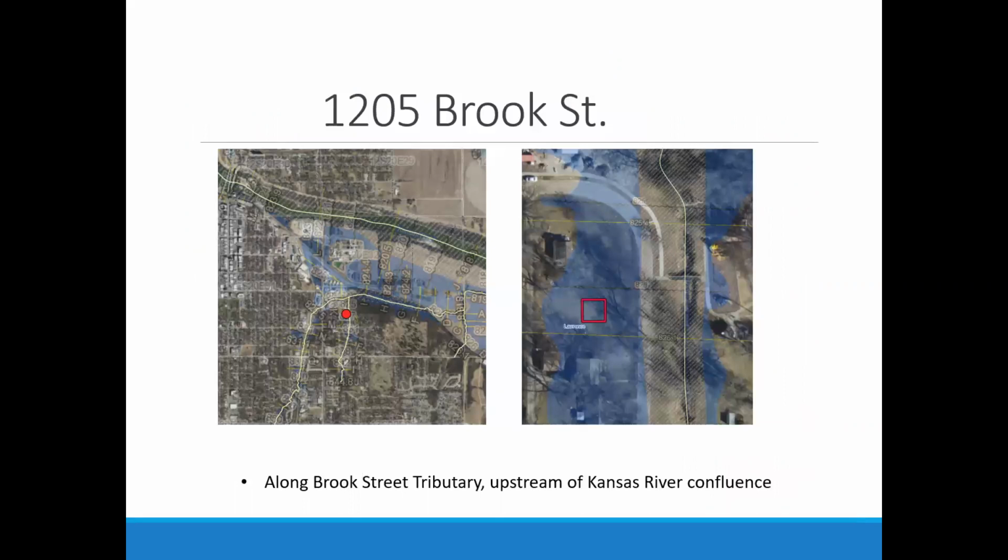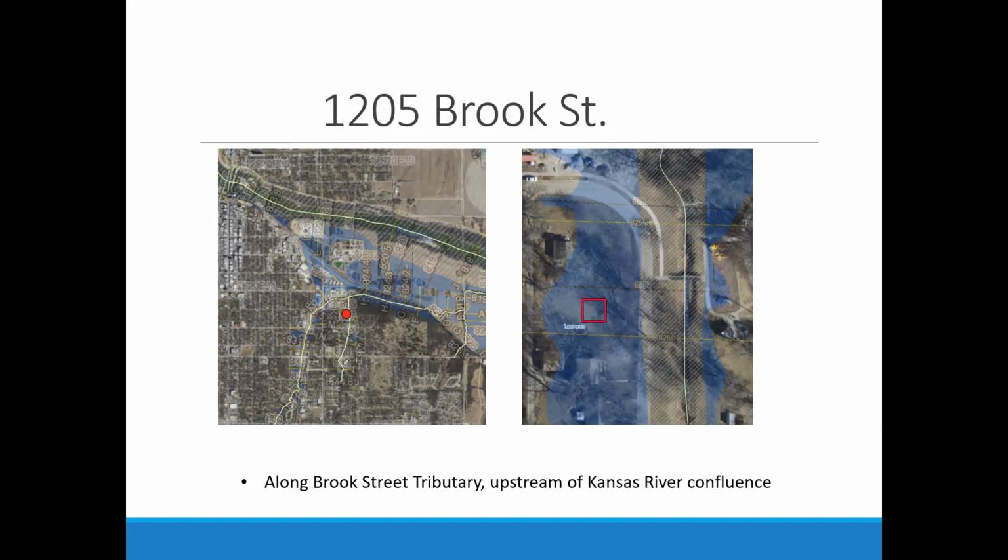Okay, so this is my fictional project. This is 1205 Brook Street, in Lawrence, and I am along this stream. You can see where I've pinpointed it on the left and then zoomed into what would be the building footprint on the right. This is Brook Street tributary, an upstream tributary to the Kansas River. You can see where there's a confluence with another tributary, and then it flows into the Kansas River right there. I'm hypothetically going to put a building here.